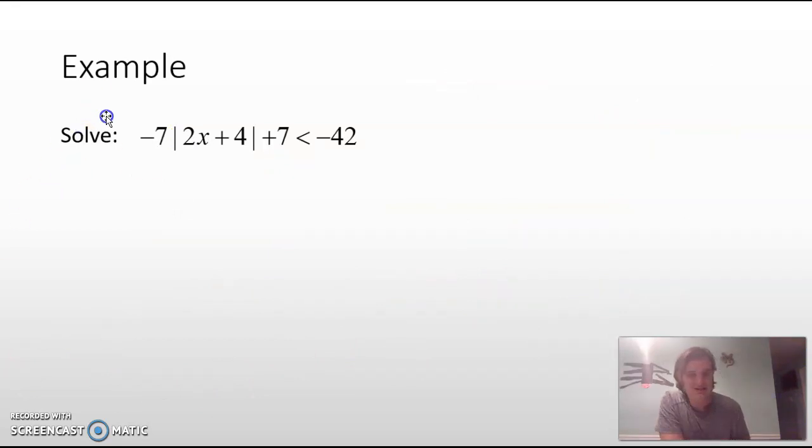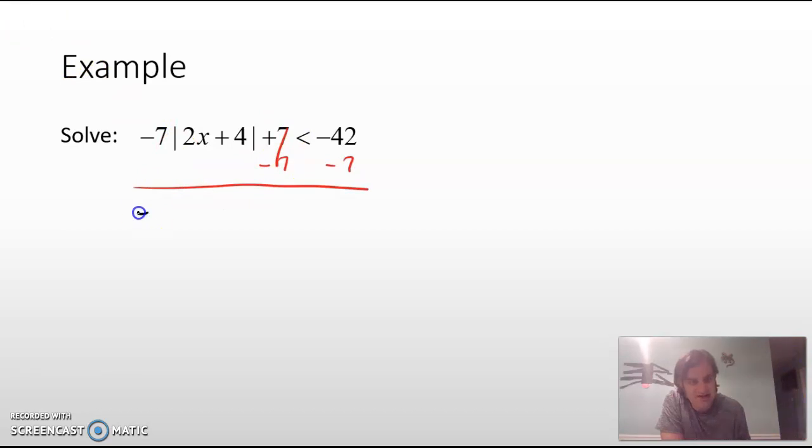Now, another example. This one is negative 7 times the absolute value of 2x plus 4, plus 7, all less than negative 42. So we see that negative on the right-hand side, and we almost want to quit, but really what we have to do before we can quit is get the absolute value by itself. So there's something added to the absolute value term, so we're going to subtract 7 from both sides.